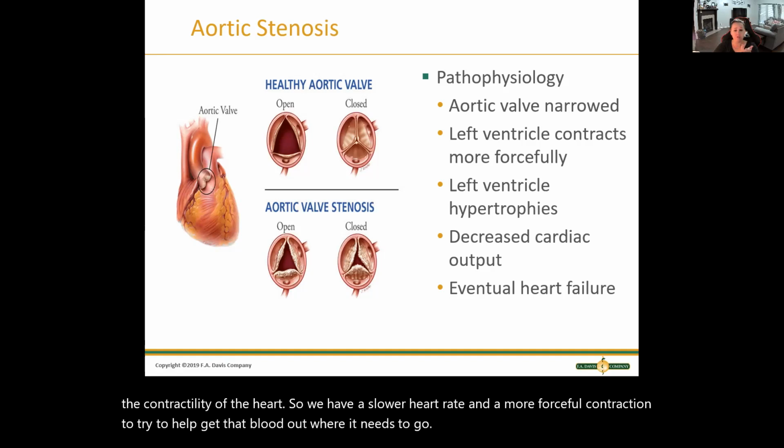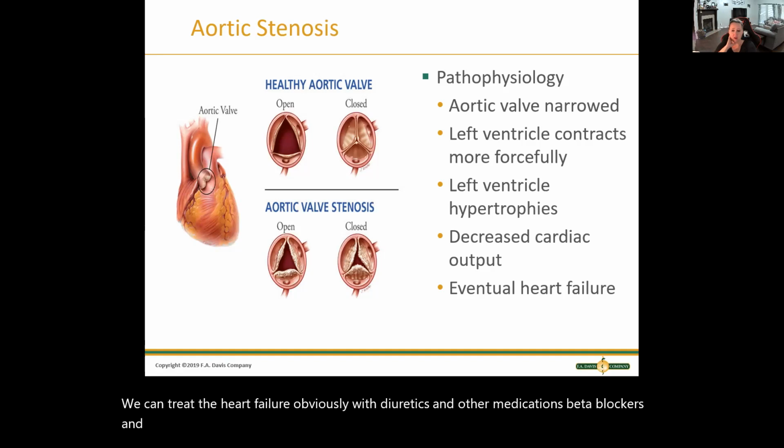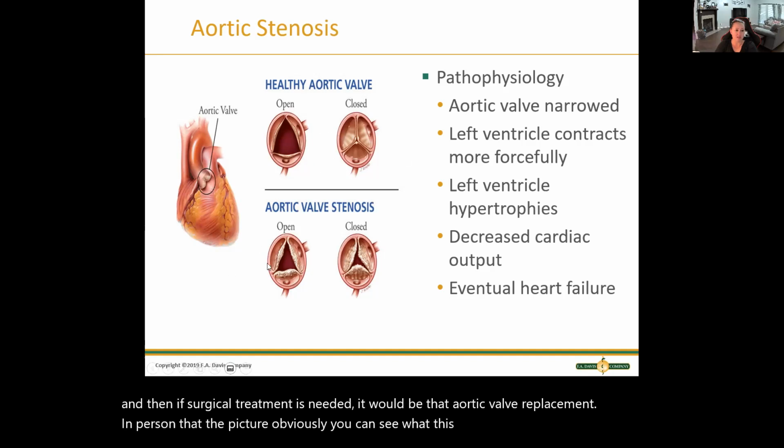We can treat the heart failure, obviously, with diuretics and other medications like beta blockers. And then if surgical treatment is needed, it would be that aortic valve replacement. Okay. And here's another picture. Obviously, you can see what this healthy aortic valve looks like and what this stenosed one looks like, right?